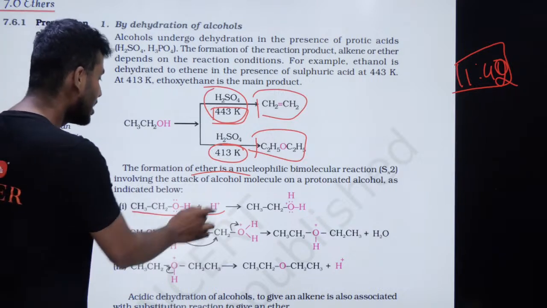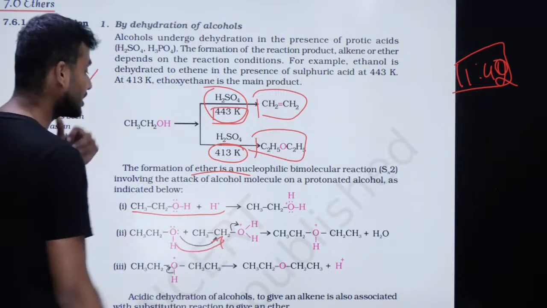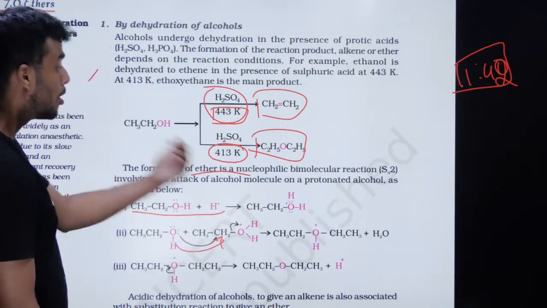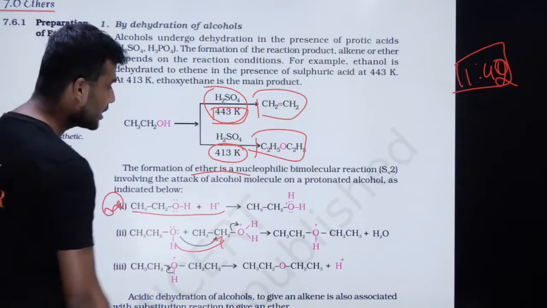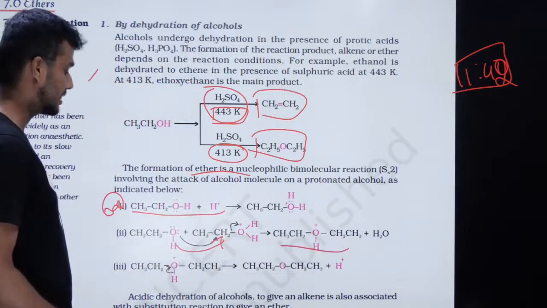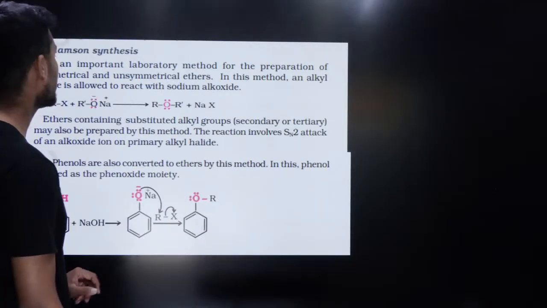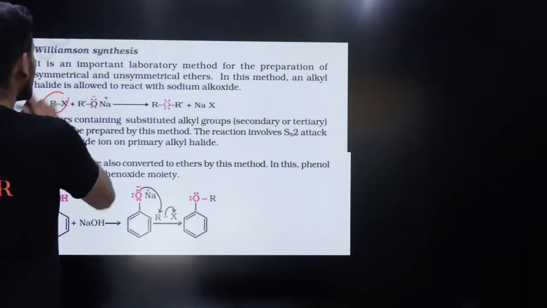What happens in the first step? Protonation happens. Then after that, another alcohol molecule attacks the protonated alcohol. What happens? Then we obtain the ether after deprotonation. Very simple. Then the second one, Williamson synthesis, by using Grignard reagent or alkyl halide or aryl halide.